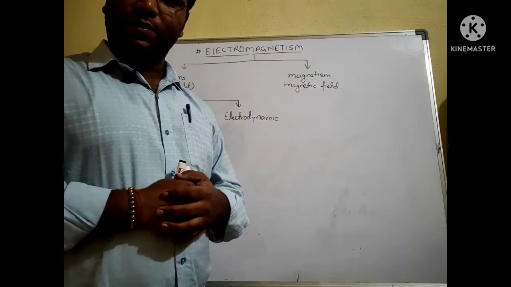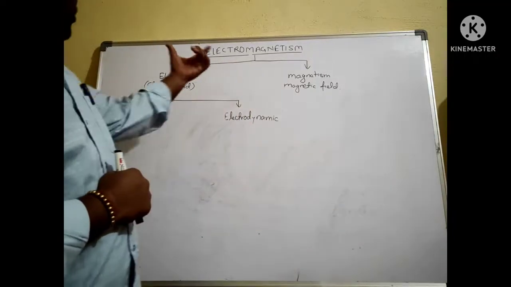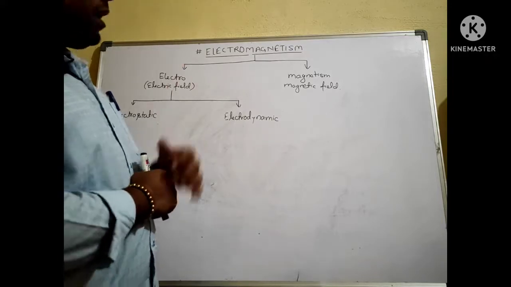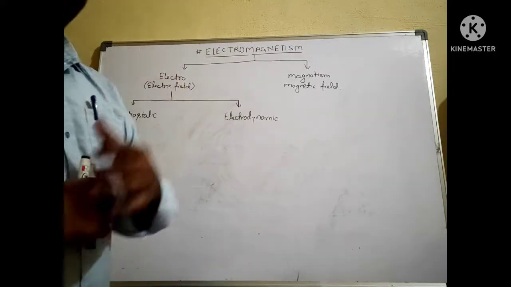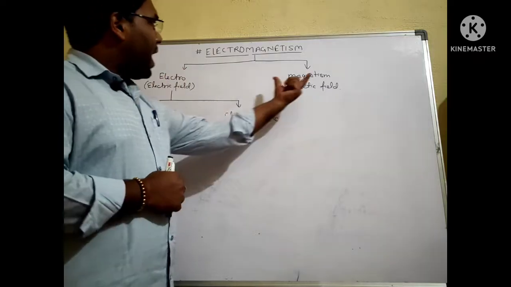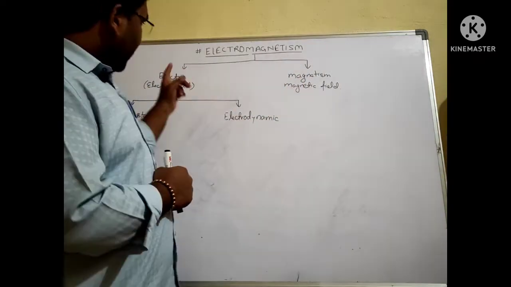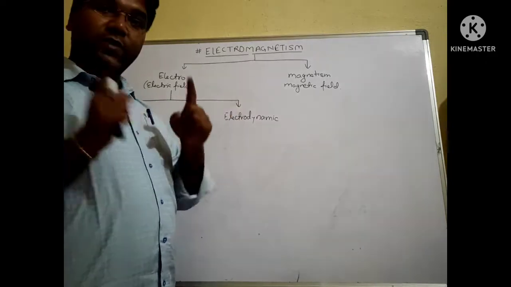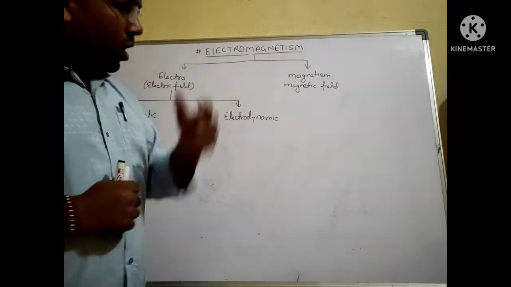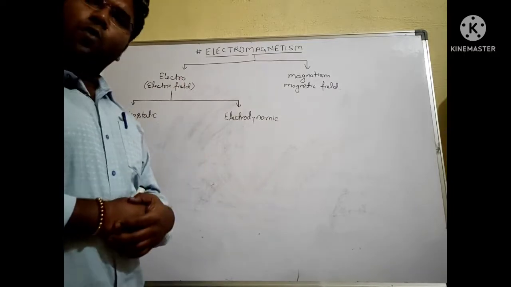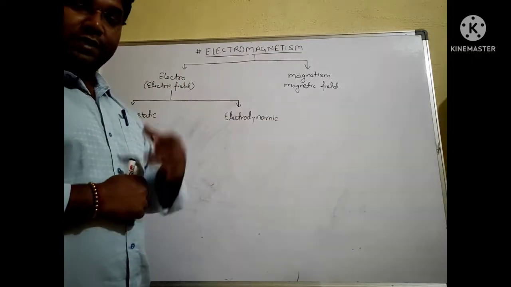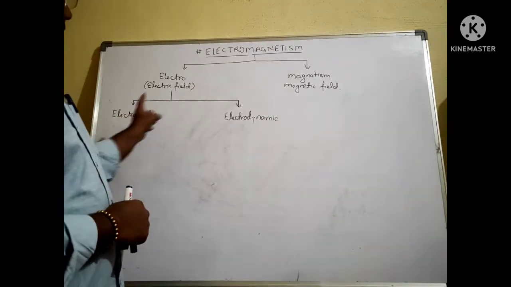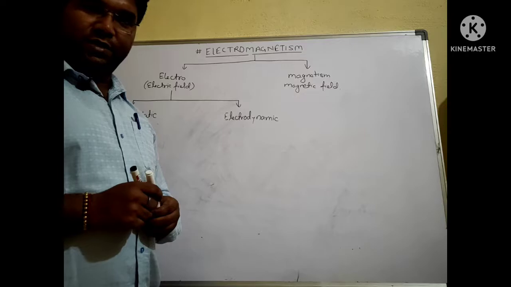My dear student, if you see electromagnetism very carefully, you will find it is made up of two words, that is electro and magnetism. Electro deals with the electric field, whereas magnetism deals with the magnetic field. On further classification of electro, you will find it is classified into two groups. One is electrostatics, while another one is electrodynamics.